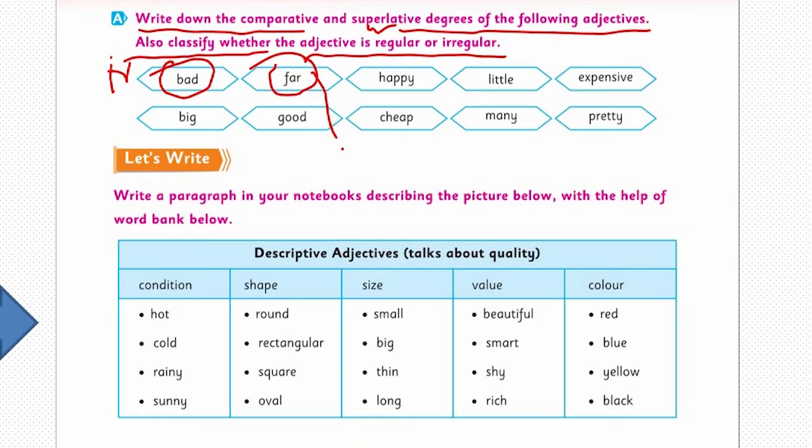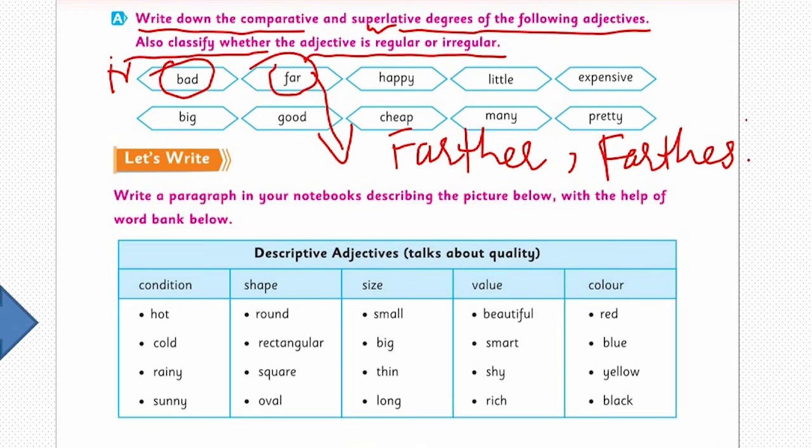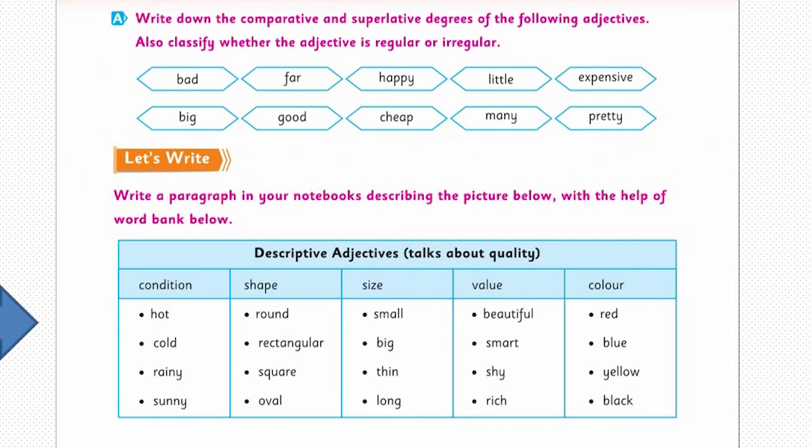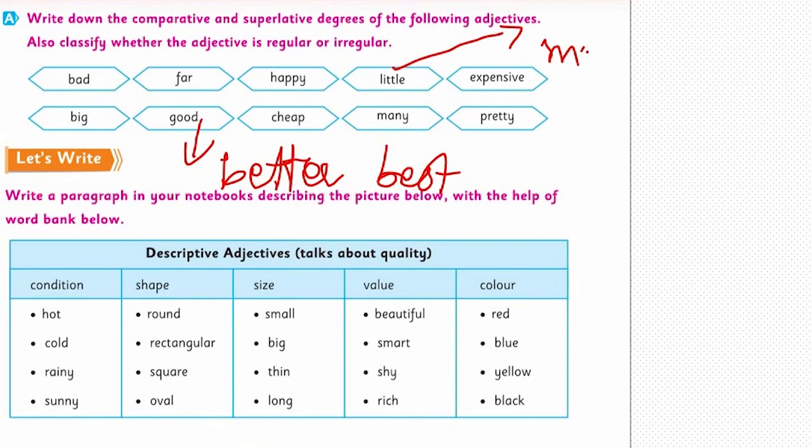Yes, this is a regular adjective here because we have the comparative and superlative degrees of it, like farther and farthest. Big, bigger and biggest. This is regular here. Good is also regular, better and best. Yes, little, more little. This is an irregular adjective here, and most little.